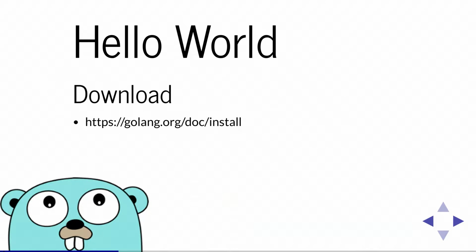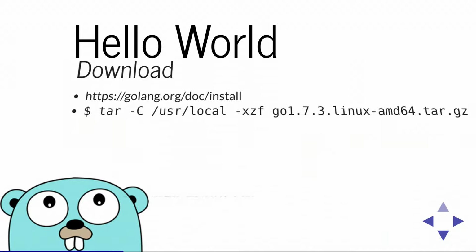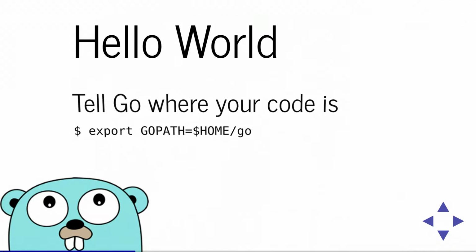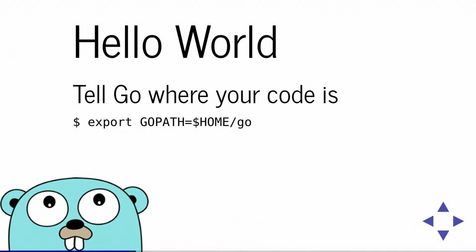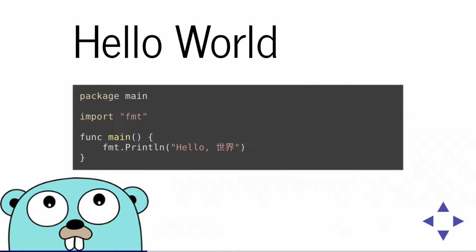So you go to their download page, you untar it in user local, might be a different directory on your Mac. These are Linux instructions. Then you export the path so that you have the Go executable from your command line. And you also tell it where the home directory is. This is where you store all of your Go libraries, similar to if you have npm or Composer running on your system, you're going to have Go libraries that are accessible throughout your system. And then you're able to execute Go code.